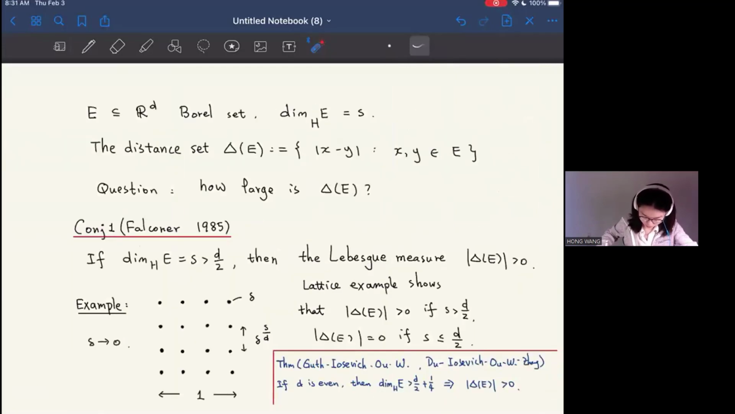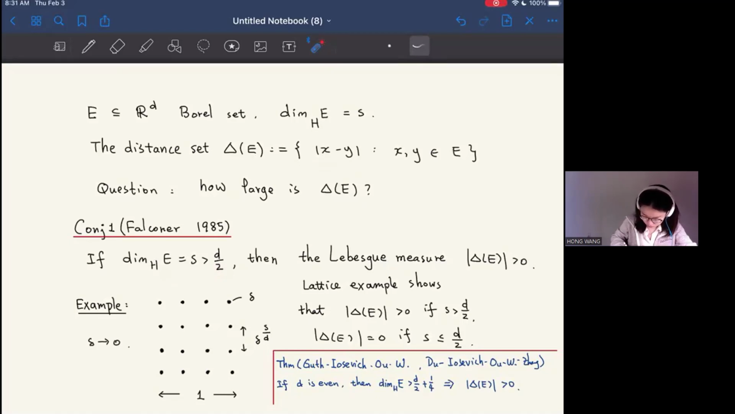Let's recall the problem. E is a Borel subset of R^d, and the Hausdorff dimension of E is s. Then the distance set Δ(E) is defined as the set of Euclidean distances determined by any pair of points in E. Now the question is, how large is the distance set? Falconer conjectured in 1985 that if the Hausdorff dimension of E is strictly greater than d/2, then the Lebesgue measure of the distance set is positive.